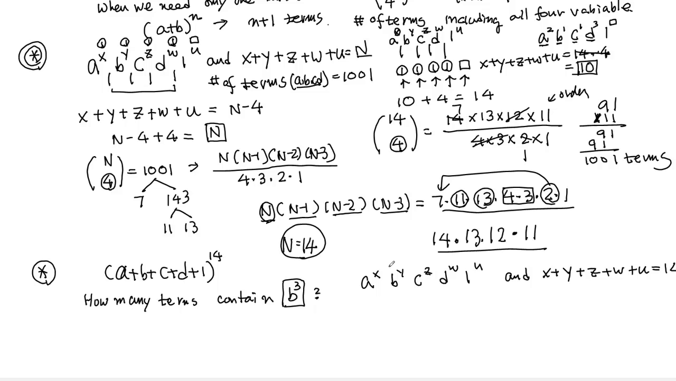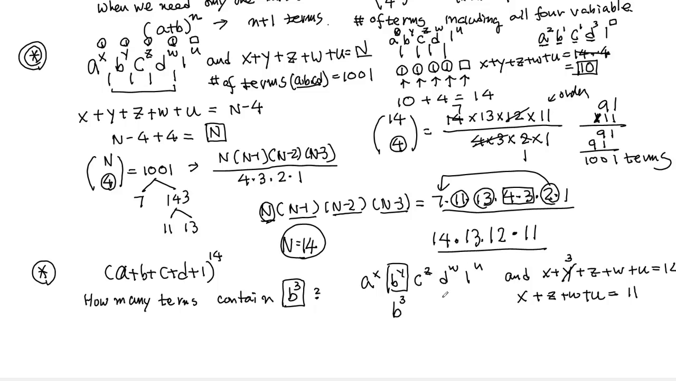But b cubed is what? Fixed. This is b cubed fixed. That's all. So y already has 3, right? So forget about y. So we got over here x plus z plus w plus u equals how much? When y is 3, fixed, 14 minus 3 is 11, isn't it? We're going to assign this 11 into the 4 groups, because only the exponent of b will be 3. So we have 11 stars there. But for all the other ones, x can be 0, z also can be 0, right?